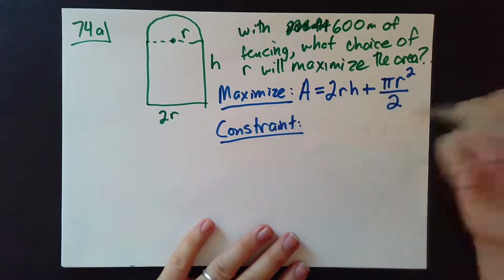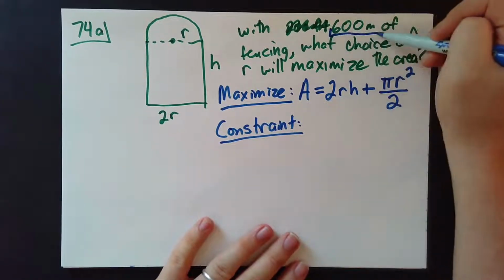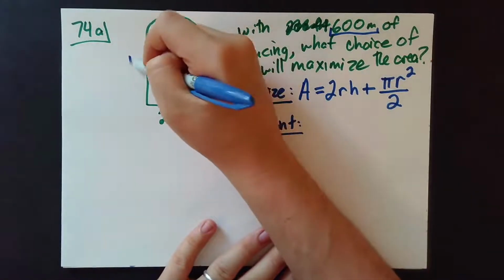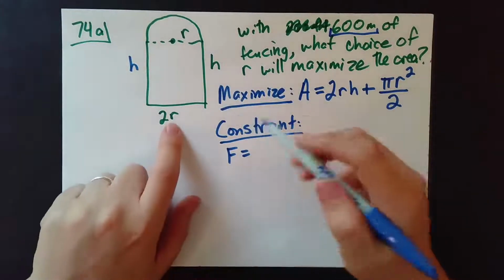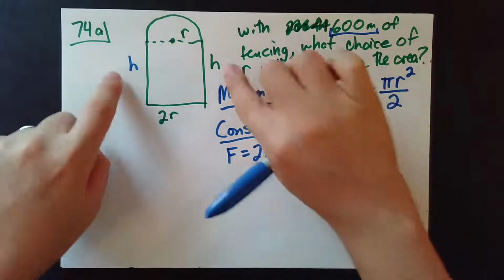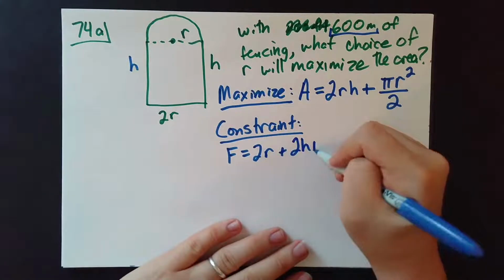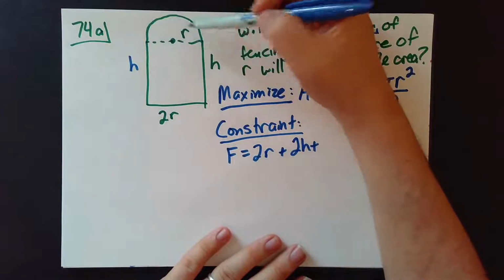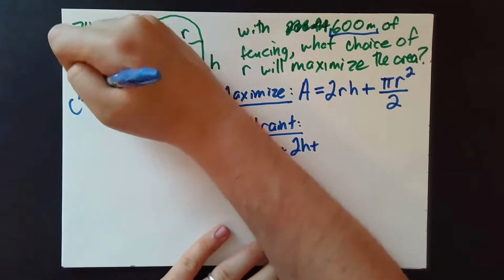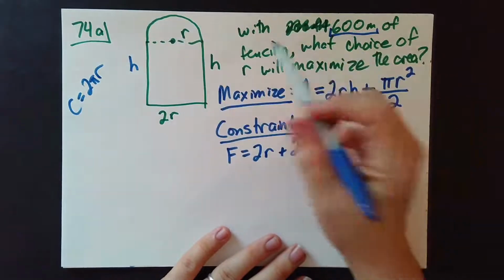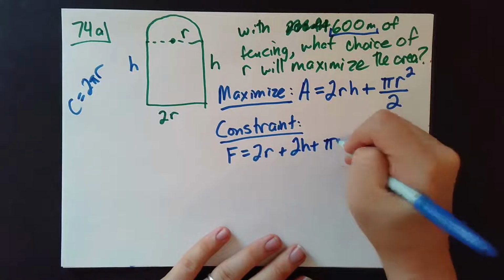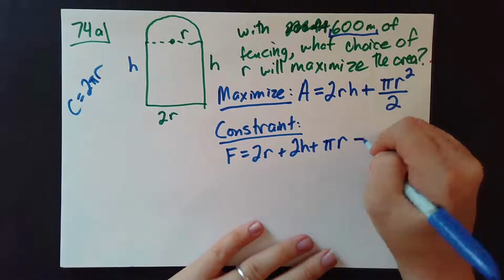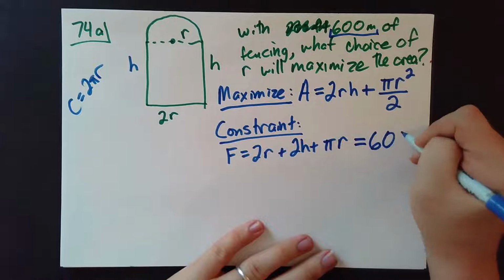Meanwhile, my constraint here is that I'm using 600 meters of fencing. So I'll go ahead and write fencing equals. If I add up the fencing, that's 2r fence, plus those two together are 2h fence, plus, and then this is half the circumference of a circle of radius r. So remember, the circumference of a circle is 2 pi r. So this is half of that, so that is plus pi r. And this constraint is that this is 600.